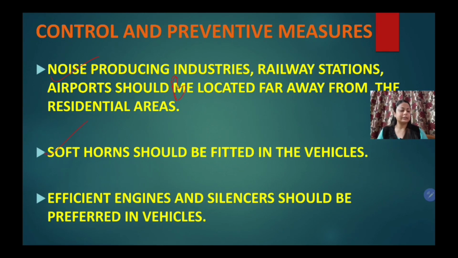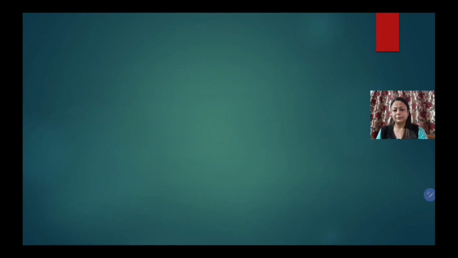Soft horns should be fitted in the vehicles. We have often experienced horns with very irritating sound. So if soft horns are put into vehicles, then it might to a great extent reduce noise pollution. Efficient engines and silencers should be preferred in vehicles. Very important to reduce the noise produced by automobiles.